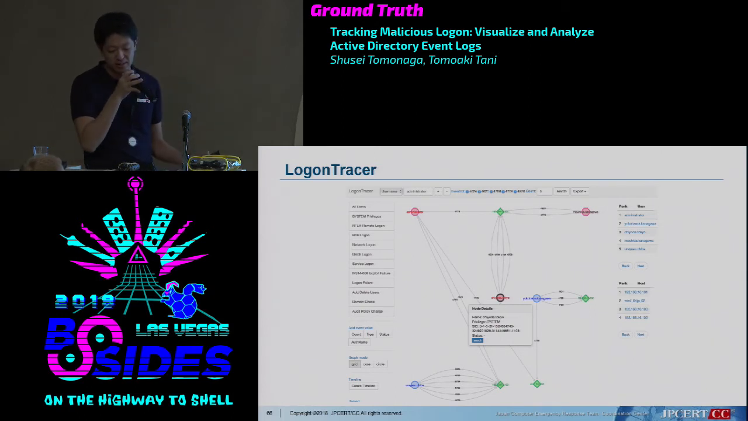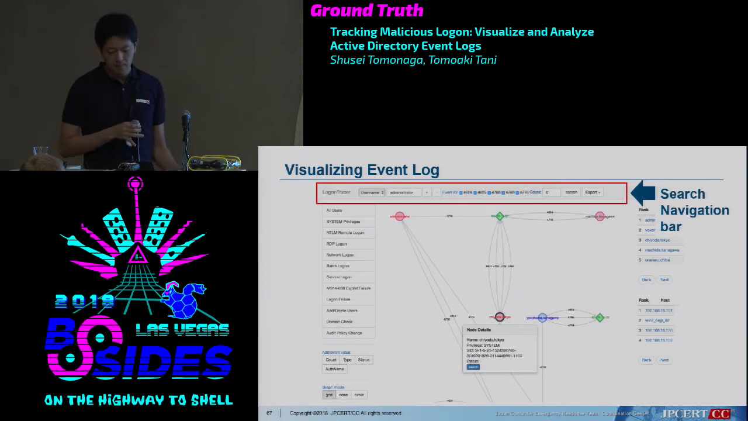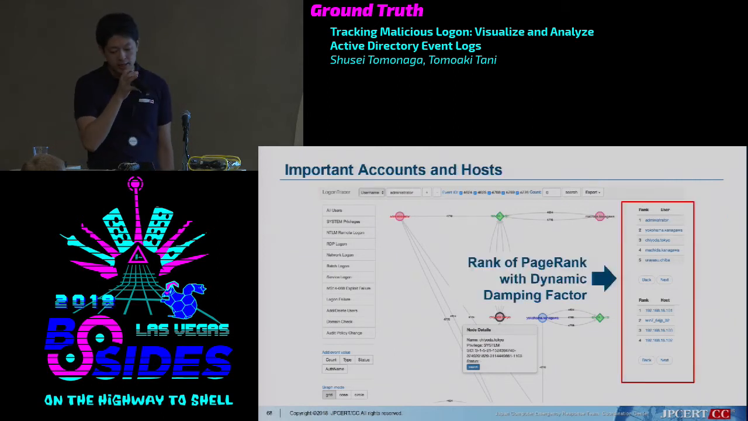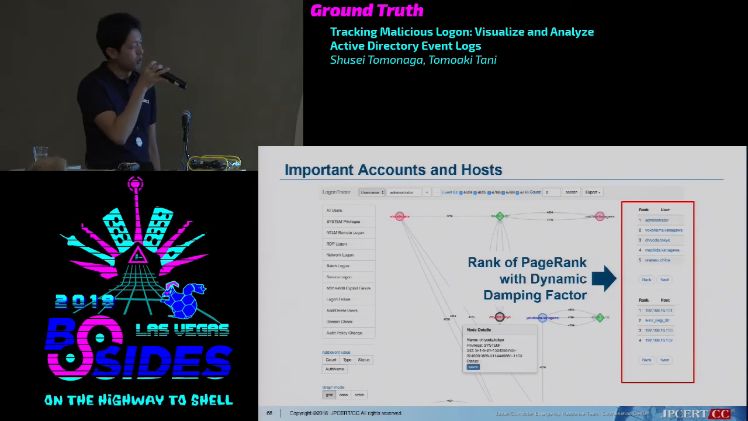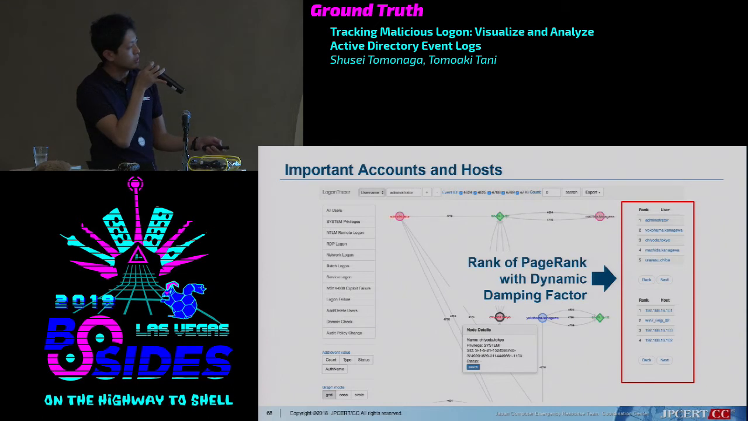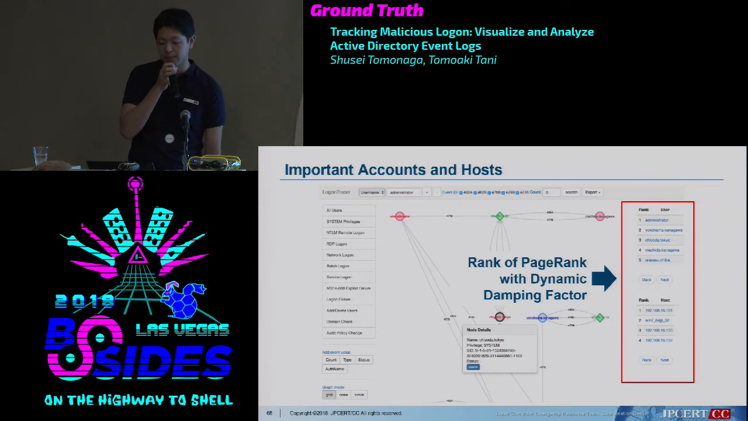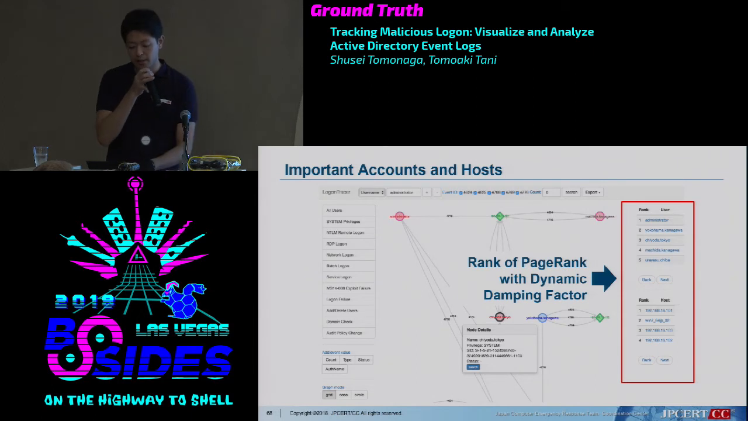Okay, I would like to introduce the interface. The upper side is the search navigation bar, and you can set the search conditions here. The right side table shows the rank of the page rank with dynamic damping factor, and it's one of the most important parts of this GUI. The upper table shows the suspicious account ranking, and the lower one shows the suspicious host ranking. The higher rank is more suspicious here, and you can find malicious, suspicious or important accounts from this table.